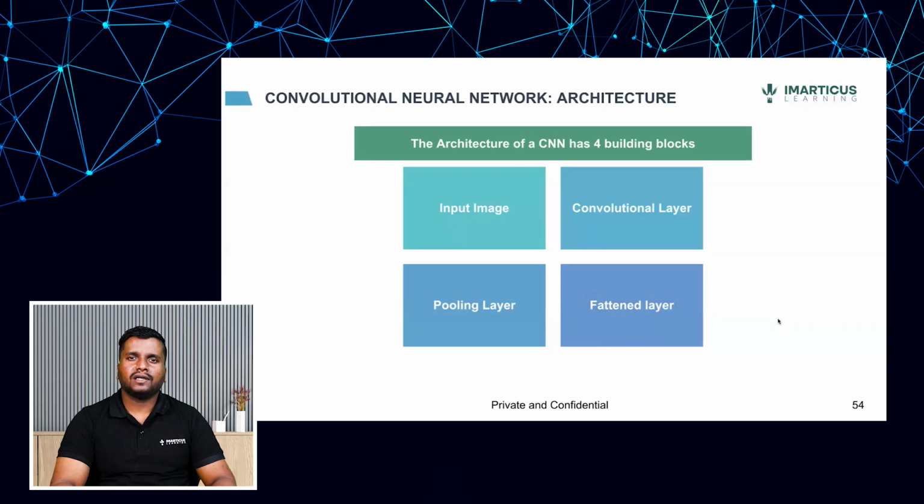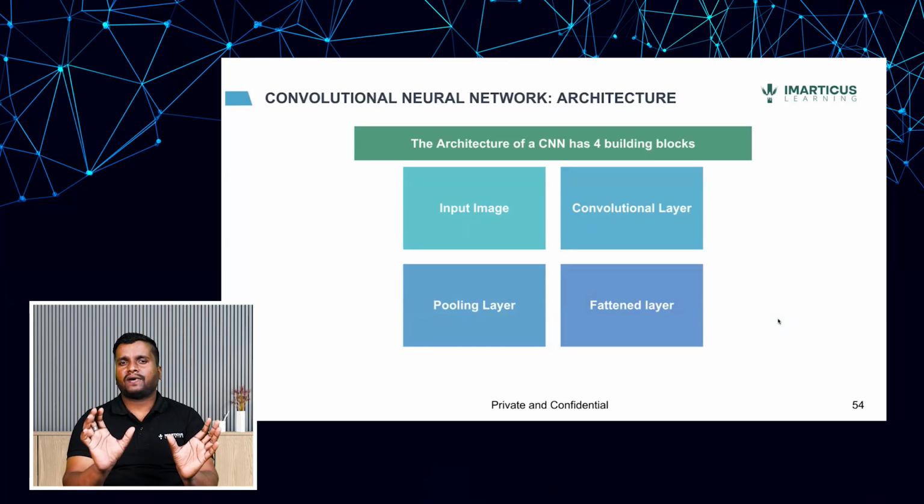Then we have the pooling layer, which extracts meaningful information over that convolved image or convolved information. And then we have the flattened layer, which serves as the input layer to our ANN network. So basically, a convolutional neural network is a combination of convolutional operations for image processing, and finally the ANN. It is a combination of convolutional operation and artificial neural network, and that's how it becomes a convolutional neural network.